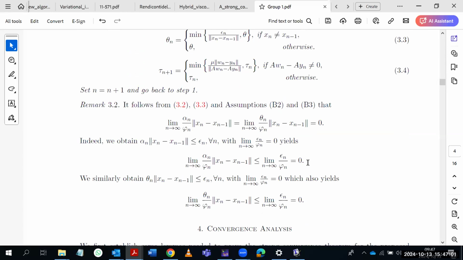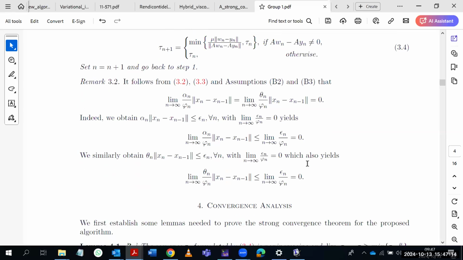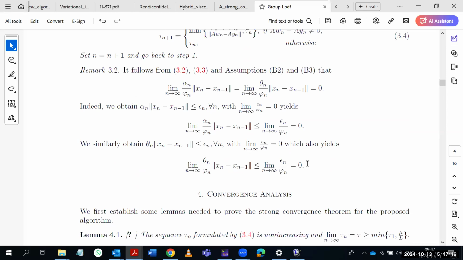Indeed, it follows from 3.2, 3.3 and assumptions B2 and B3 that... Okay. So àwọn yẹn kò sí issue pẹ̀lú 3.2. That is correct.